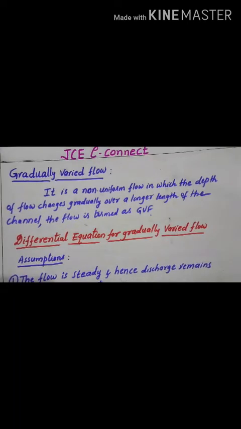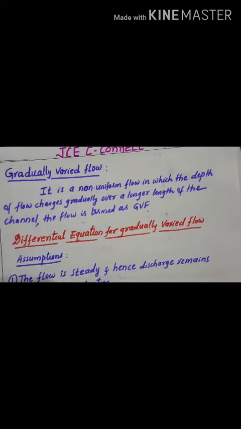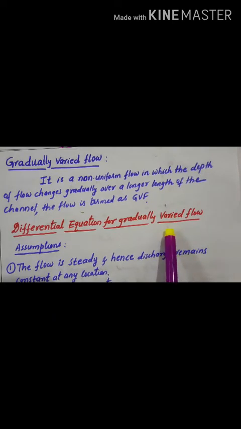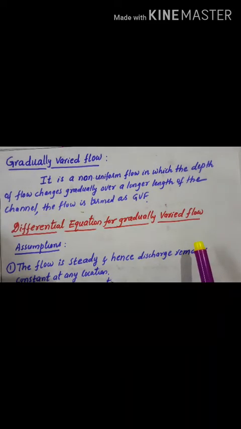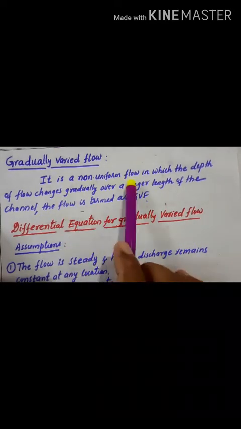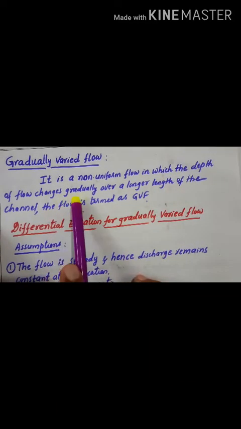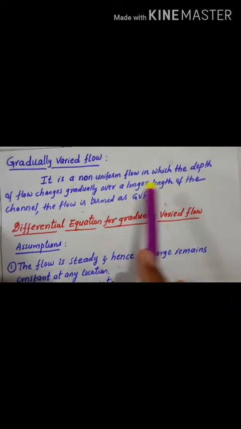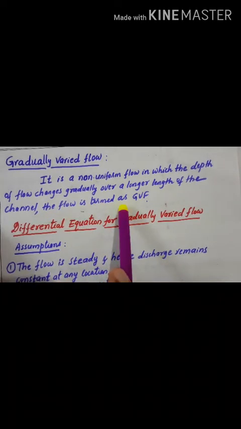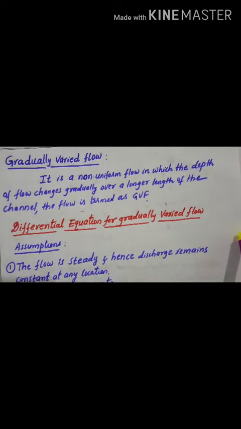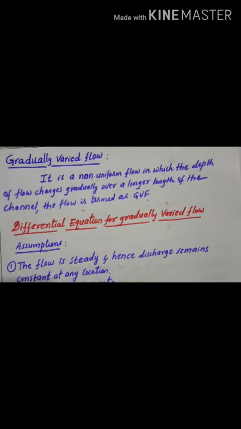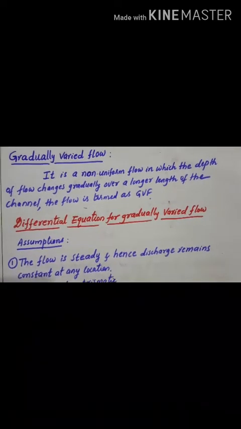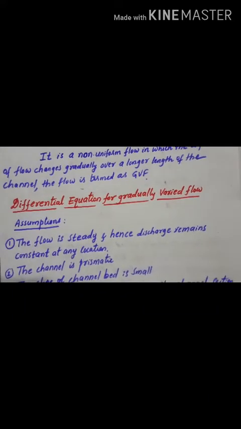So in this particular lecture I will be deriving the equation for the gradually varied flow, that is, the differential equation for gradually varied flow. What do you mean by gradually varied flow? We also know it is a type of non-uniform flow in which the depth of flow changes gradually over a longer length of the channel. The flow is termed as gradually varied flow. So what is the equation we get for the gradually varied flow, that too in differential form? We'll derive it in this particular lecture.